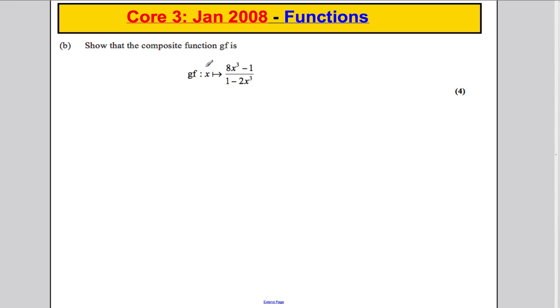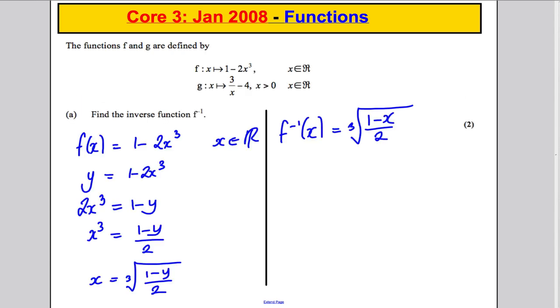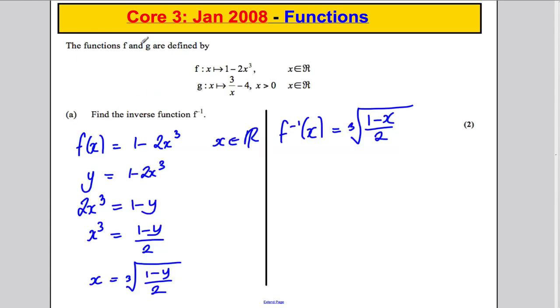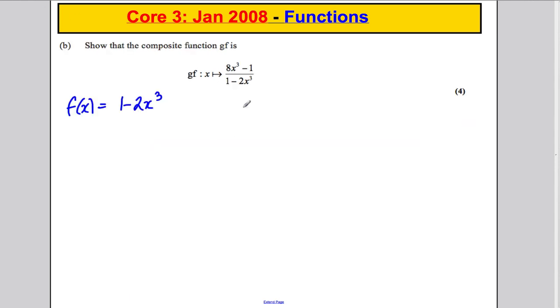Part B, show that the composite function g of f is that. Well, let's write down our f of x again. Our f of x is 1 subtract 2x cubed. Our g of x is 3 over x subtract 4.